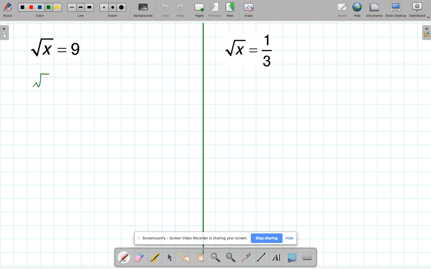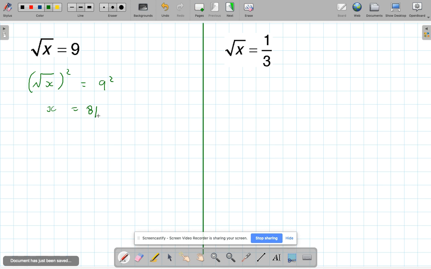So it becomes x, and I'm going to take the whole thing, and I'm going to square it. Now, if I square this side, I also square this side. So it becomes 9 squared. So the square root of x, and then I square it, just ends up being x. And that's why I do it. I want to cancel out the square root sign. And this one is 81.